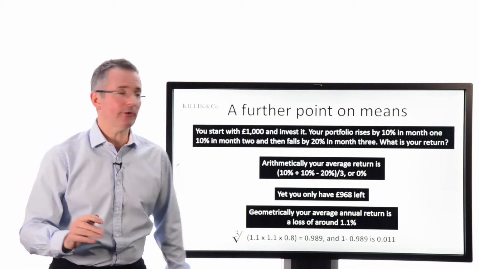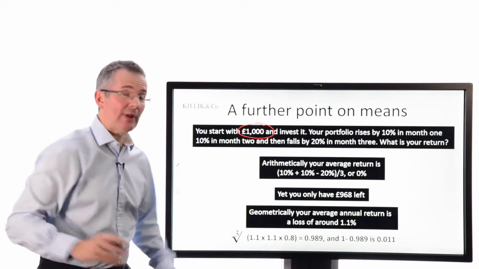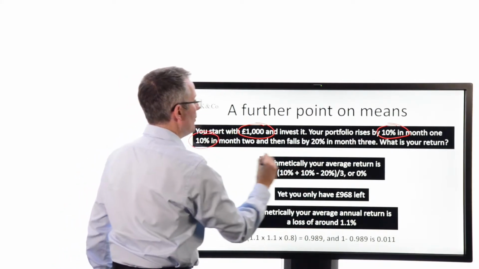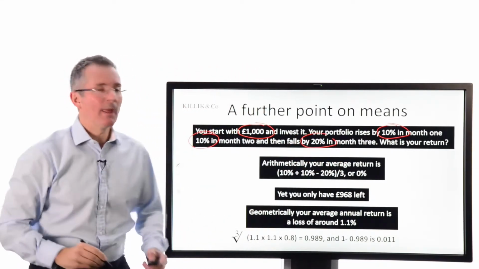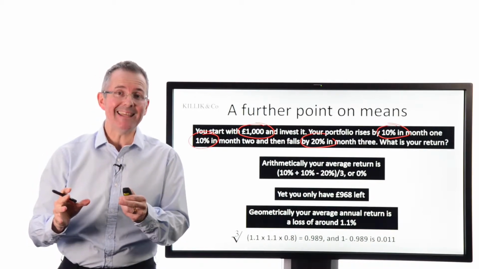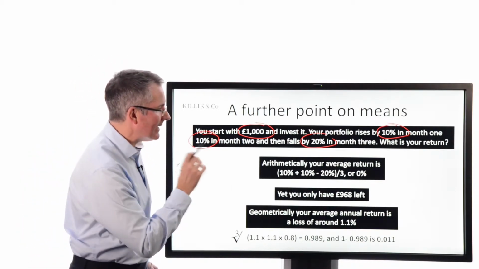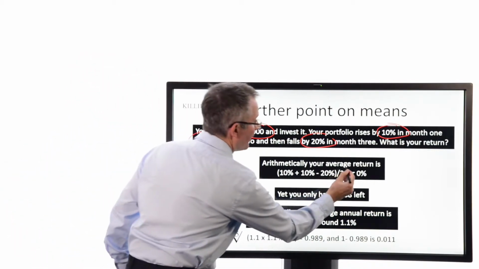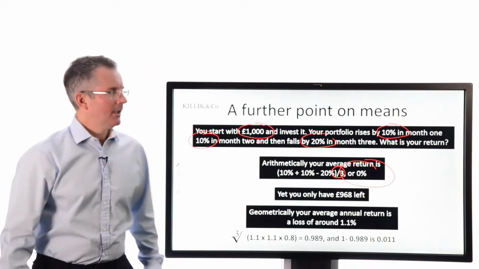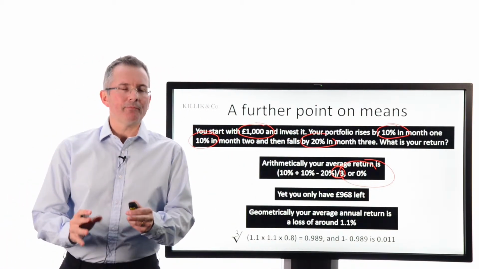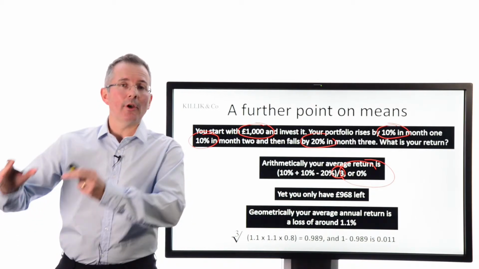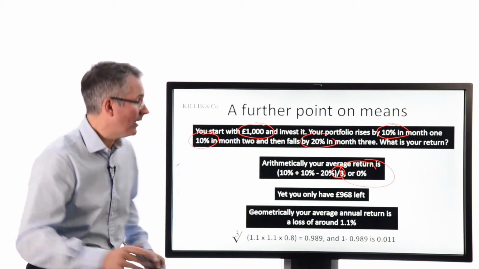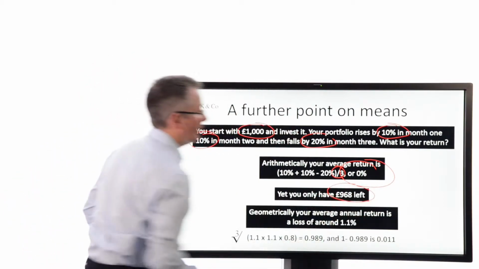You start with £1,000 and invest it, and you're going to stay invested. Your portfolio goes up 10% in month 1, 10% in month 2, and then falls 20% in month 3. What is your return? Arithmetically, the answer is a bit odd, because you just take 10%, add 10%, deduct 20%, combine the three items, divide by 3, so you end up with 0. Is that odd? Yeah, it is a bit odd, because actually, if you work it out, £1,000 plus 10% plus another 10% minus 20%, if you stay invested, comes to £968. So you've lost money.